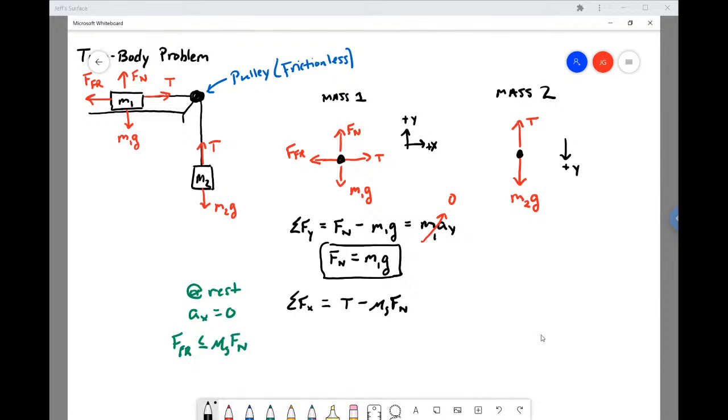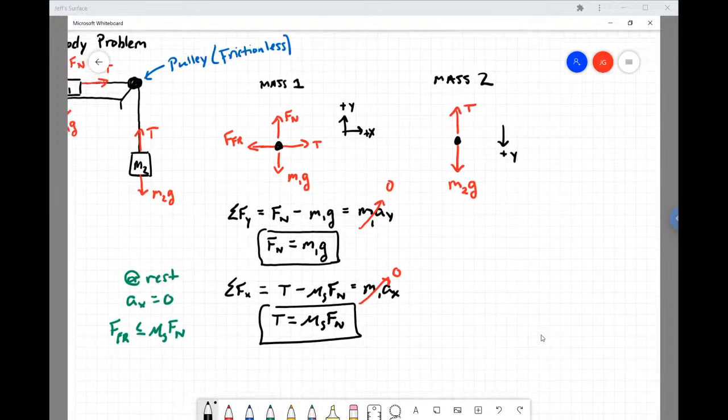So in the x direction, you have a positive T minus the friction force, which is its maximum amount, μs times the normal force, and that's equal to the mass times its acceleration in the x direction, and we're pursuing the case where everything is still at rest, but barely. So we have tension is equal to the maximum amount of static friction before things start sliding.